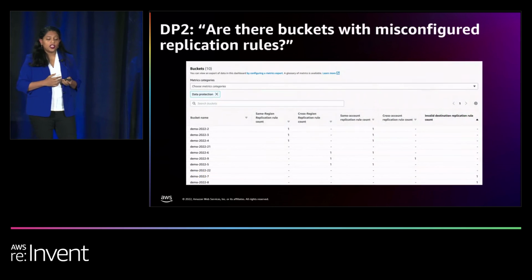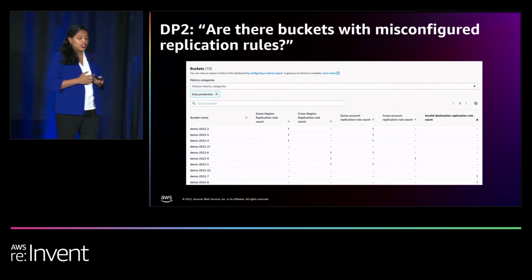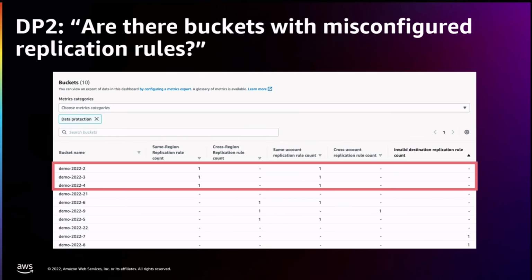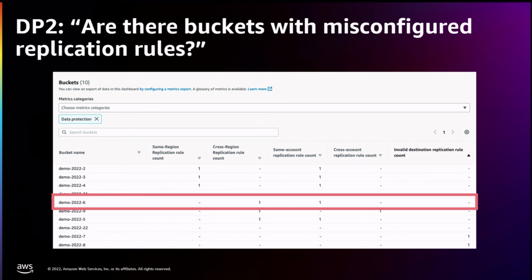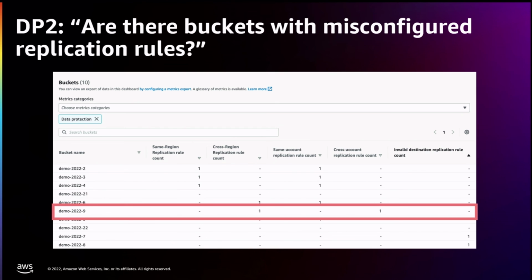You can use Storage Lens to audit your usage of replication in your account. For example, the first 3 buckets in my account are replicating to a destination bucket which is in the same region and in the same account. This bucket, on the other hand, is replicating to a destination bucket which is in a different region but still within the same account. This bucket is actually replicating to a destination bucket which is in a different region as well as a different account.